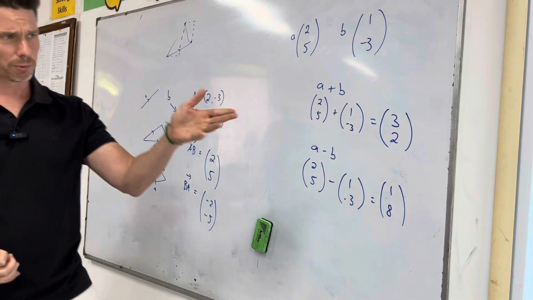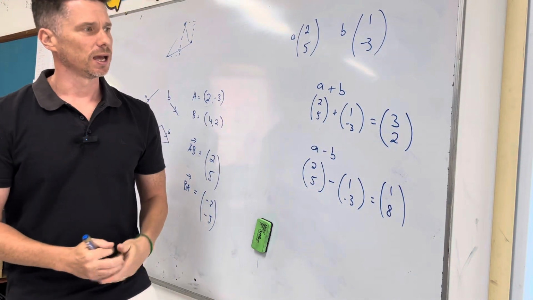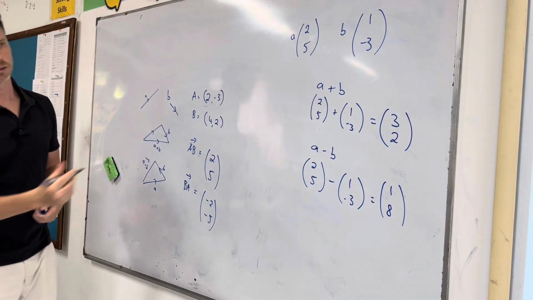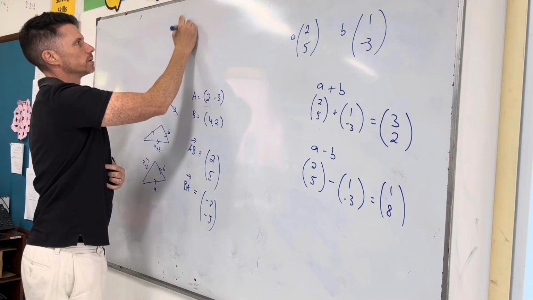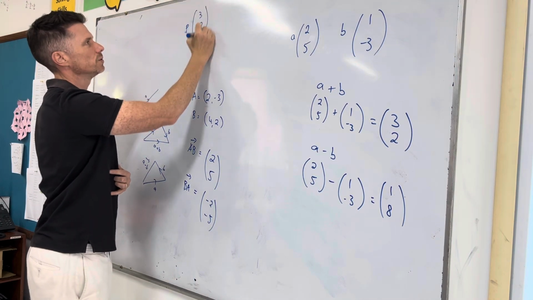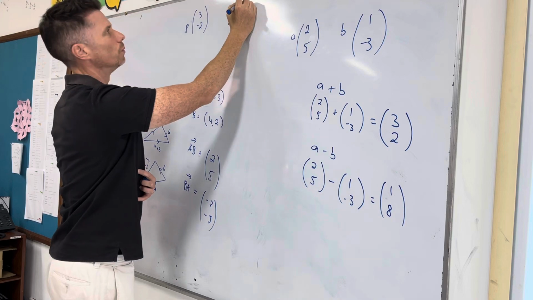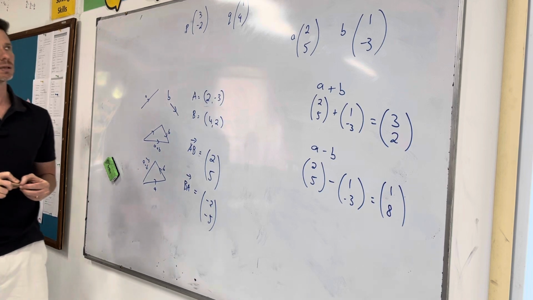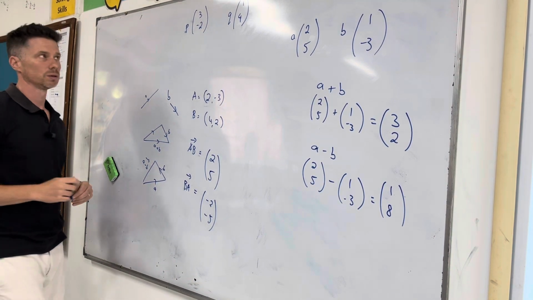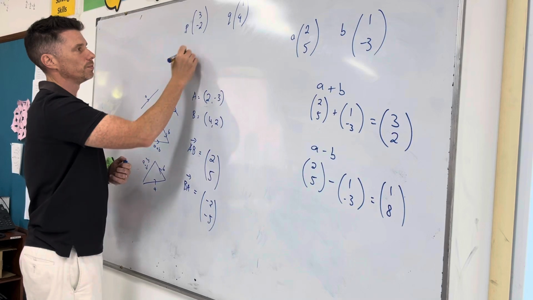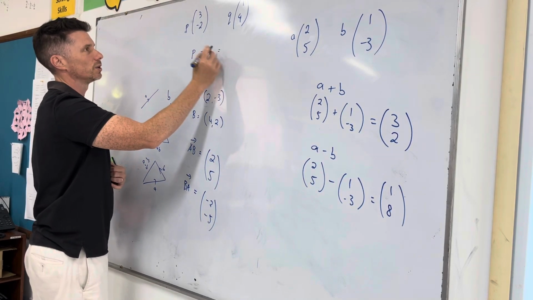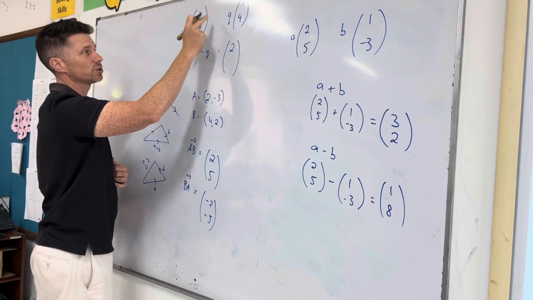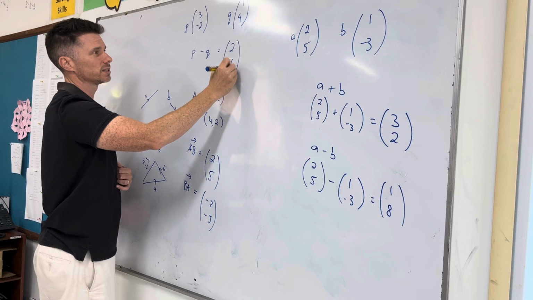Okay, so maybe we can do these now without a diagram. We have new ones. We have this P vector, 3, minus 2, and we have a Q vector, 1, 4. What do we think P minus Q is going to be? 3 take away 1, so P minus Q. I'm going to just write 3 take away 1 is 2, and minus 2 take away 4 is minus 6.